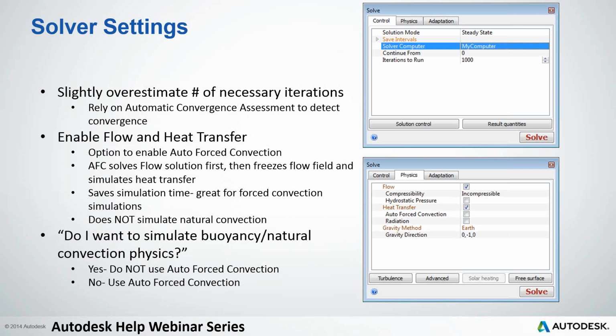So the basic question here, if you want to put it in other words, is: is the temperature affecting the flow? If the answer is yes, the temperature will affect the flow, then you don't want auto forced convection. If the temperature does not affect the flow, then you do want auto forced convection. It's another way of thinking about it.